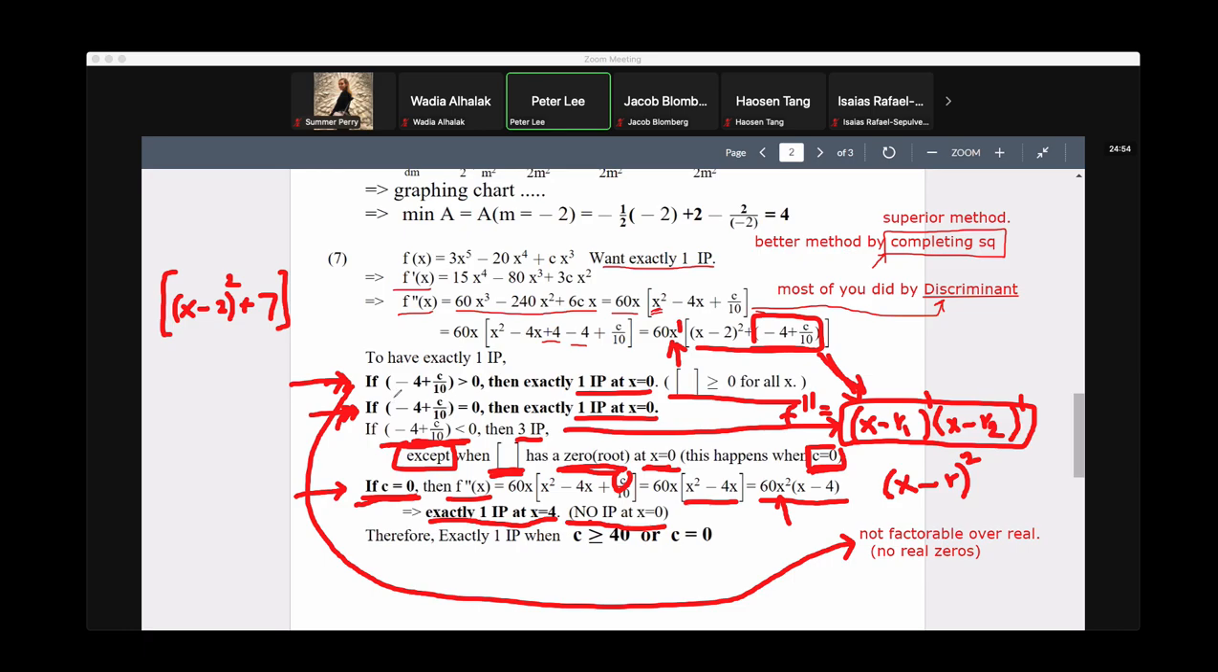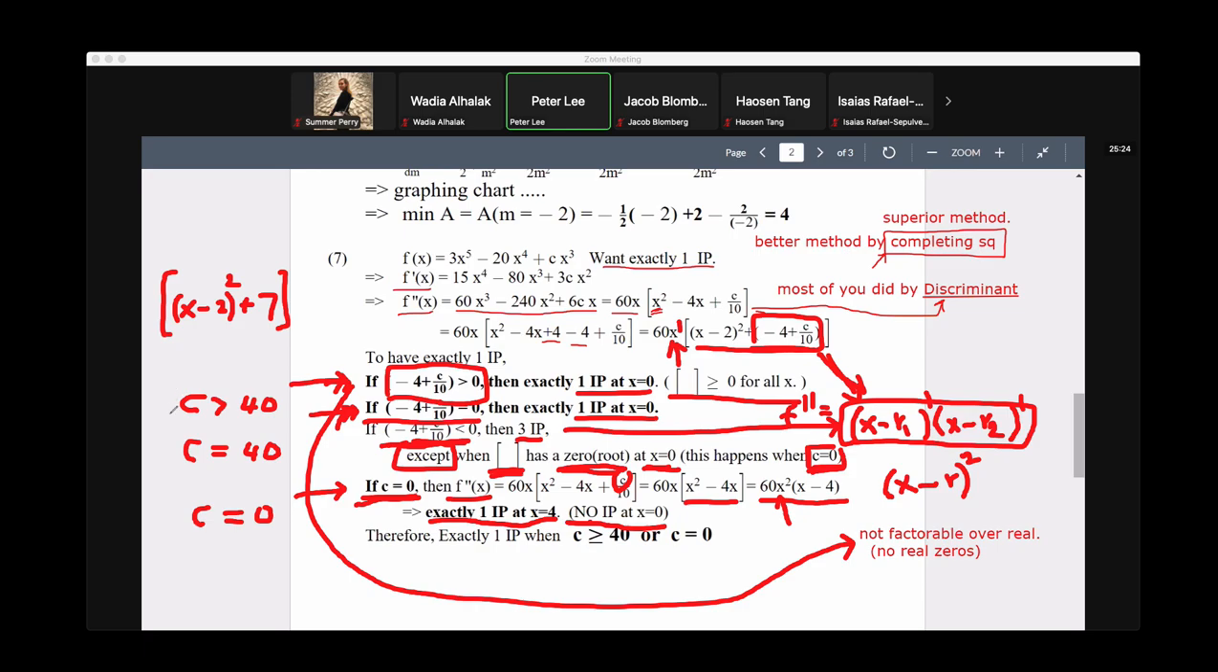And so in this case, when you solve this guy right here, we get c is actually what? c is bigger than 40. Then what is this case right here? This case, that's when t is equal to 40. And then the last case, the most obscure case, when c is equal to 0, we get exactly what? We get exactly 1 inflection point.